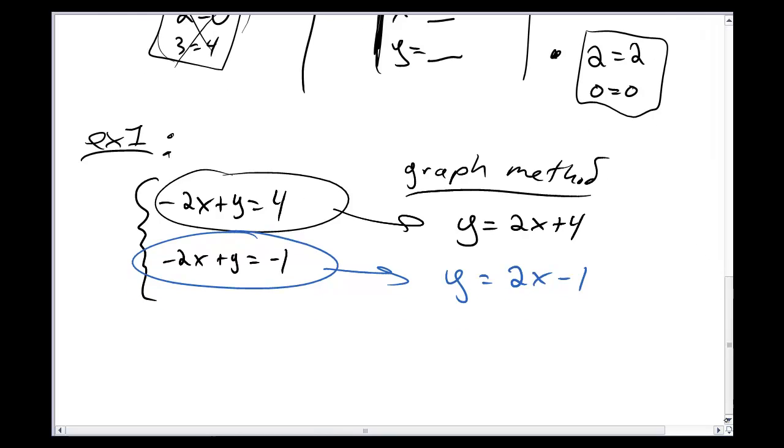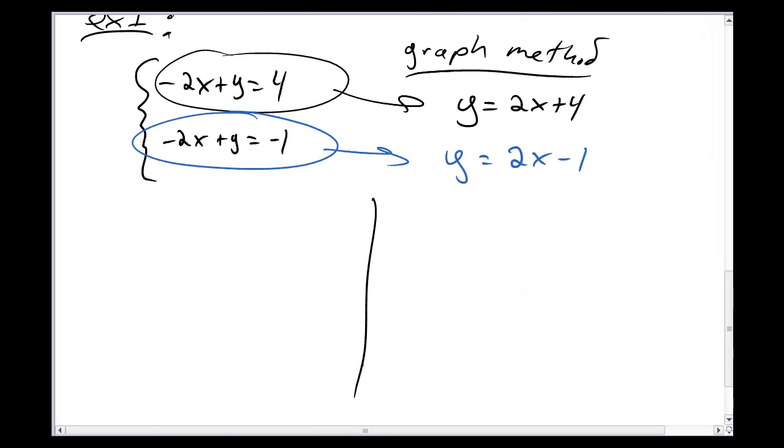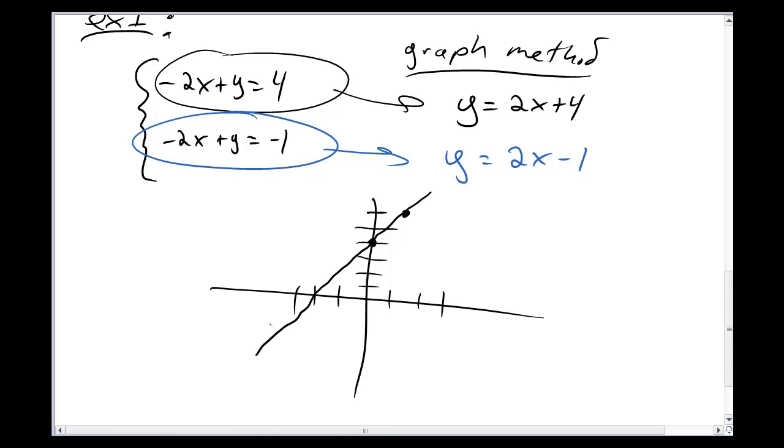Then I'm going to graph these two. In a previous video, I think I already graphed the first one. I figured out that it had a y-intercept at 4, and then I had another point over here at 1 and 6. So I had this on my graph. And then for my second equation here, I've got 2x minus 1.